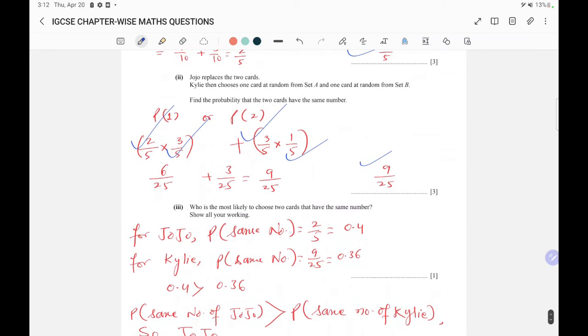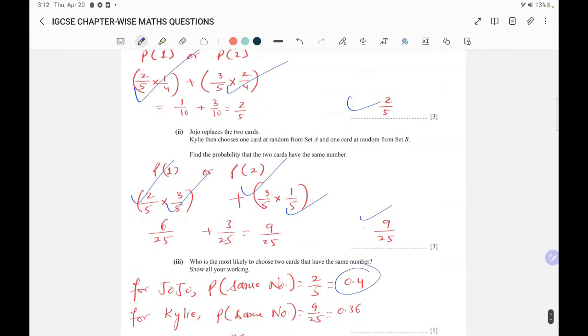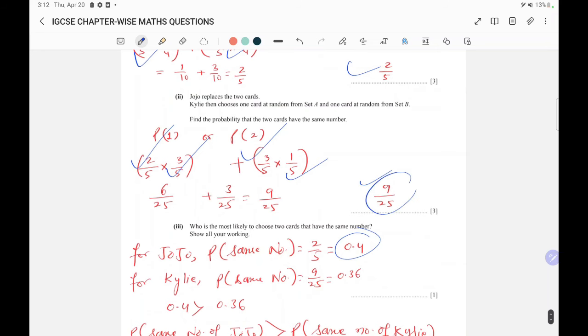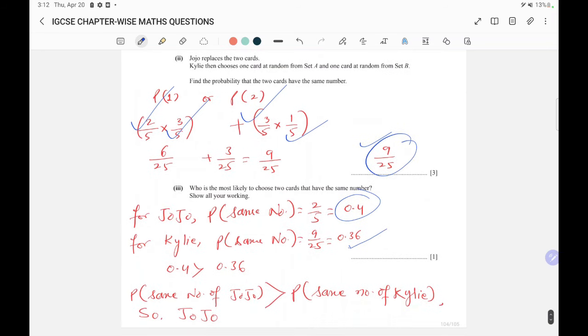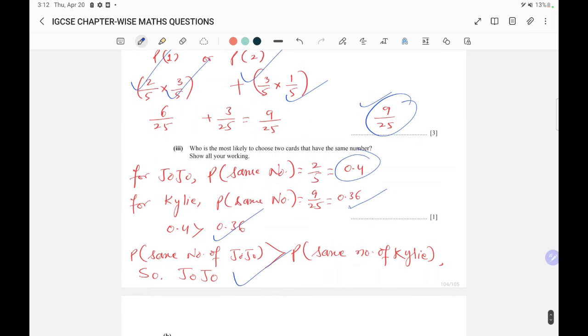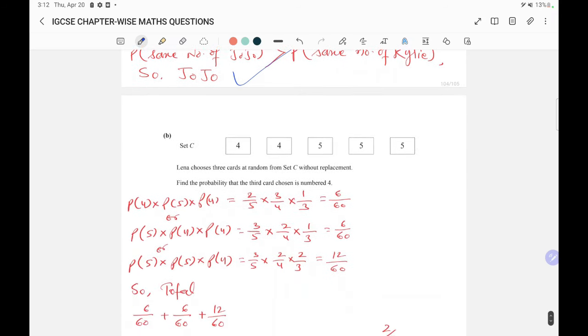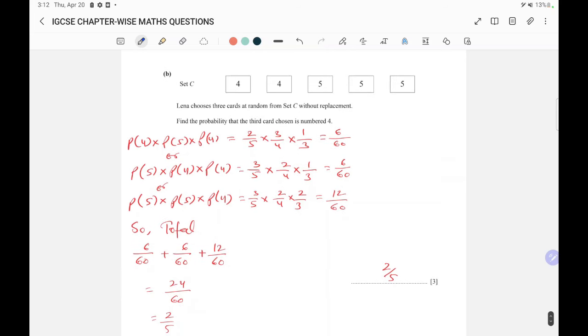Who is most likely to choose 2 cards that have the same number? Show your answer. For Jojo, we got 2/5, which is 0.4. For CAIE, we got 9/25, which is 0.36. So of course, Jojo, 0.4 is greater than 0.36. So of course, Jojo.